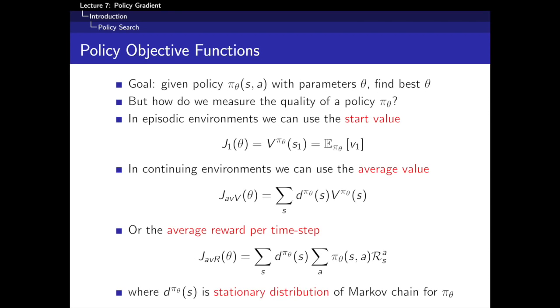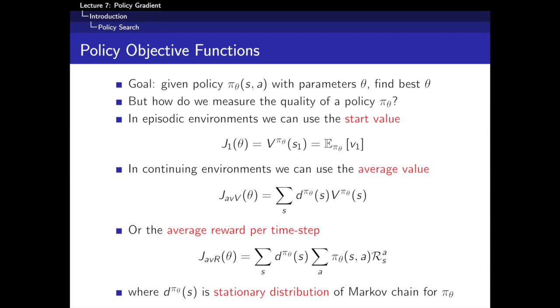Or we could use the average value, and this is something we could do in a continuing environment. In an environment which just goes on forever, there might not be a start state. So now we might want to say, let's consider the probability that we're in any state. This is the stationary distribution. This is the probability that we actually end up in any state under our policy pi, times the value from that state onwards. So it's like averaging over the values of all states.